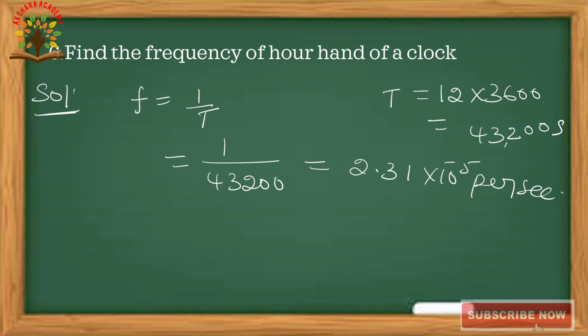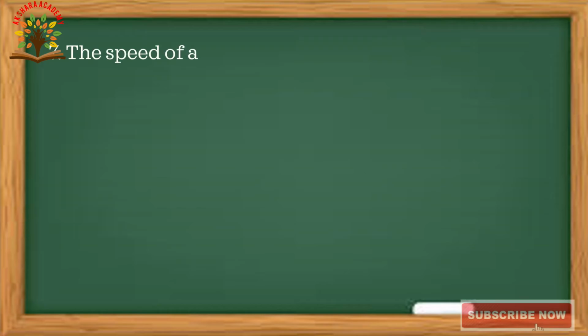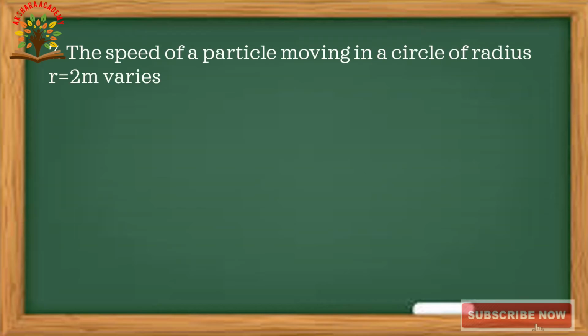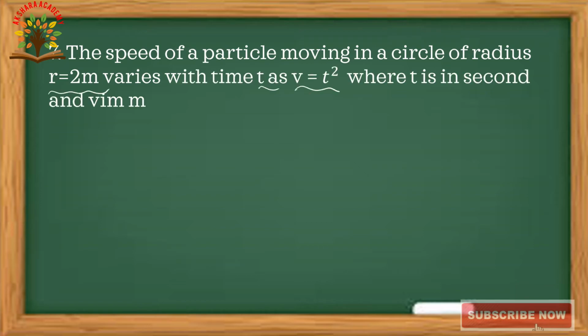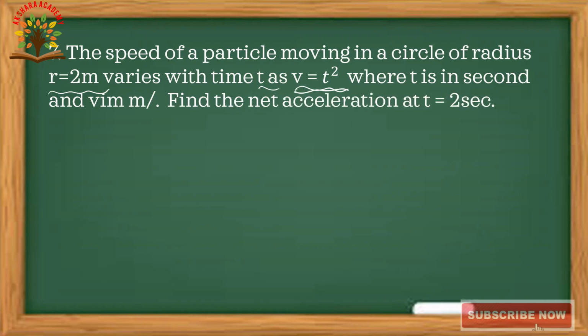Next we will go to the next question, that is the seventh one. The speed of a particle moving in a circle of radius 2 meters varies with the time t as v is equal to t square, where t is in seconds and v is in meters per second. Find the net acceleration at t is equal to 2 seconds. Let us go to the solution.